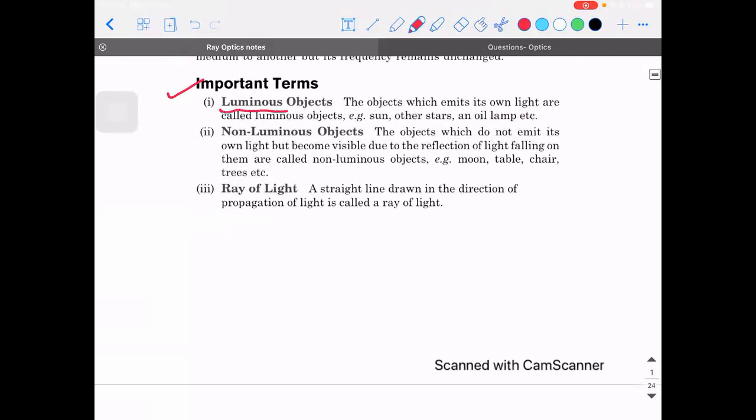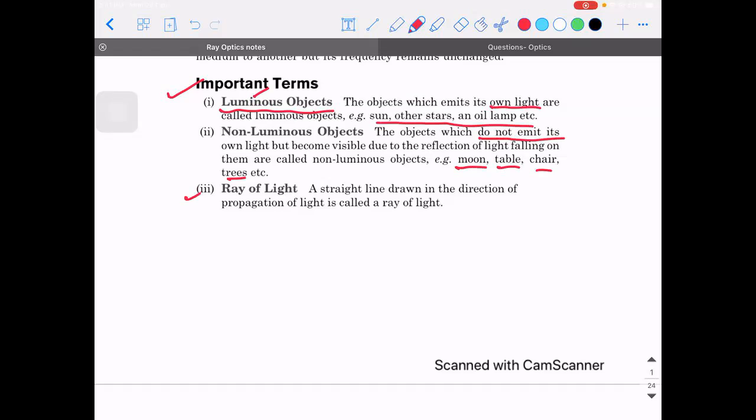So you talk about objects like luminous objects. Luminous means what? The objects which are able to emit light on their own are called luminous objects. Example, sun, other stars, an oil lamp, etc. are luminous objects. Non-luminous means objects which do not emit light on their own, but become visible due to the reflection of light falling on them. Example, moon, table, chair, trees, etc. All these are non-luminous objects.